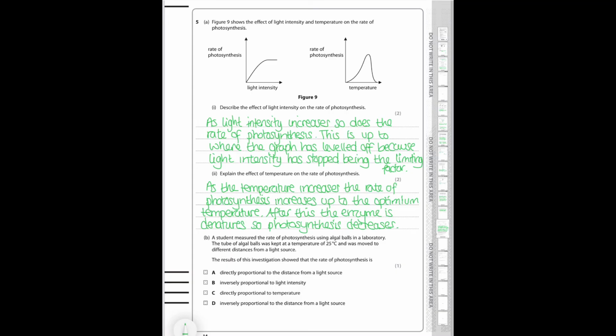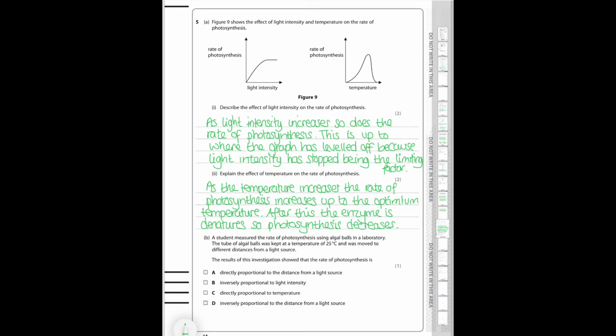Now, for this question, we are told that a student measured the rate of photosynthesis using algal balls in the laboratory. The tube of the algal balls was kept at a temperature of 25 degrees Celsius and was moved to different distances from the light source.